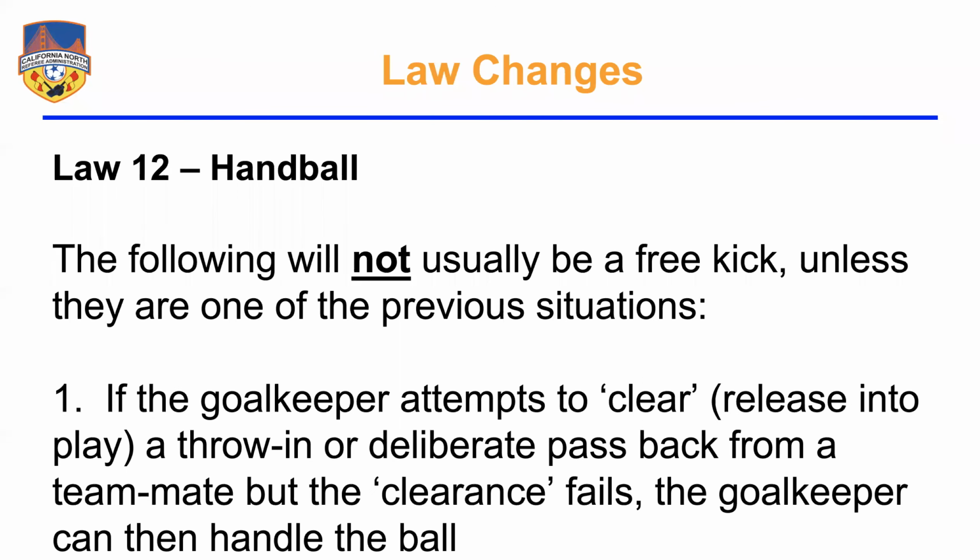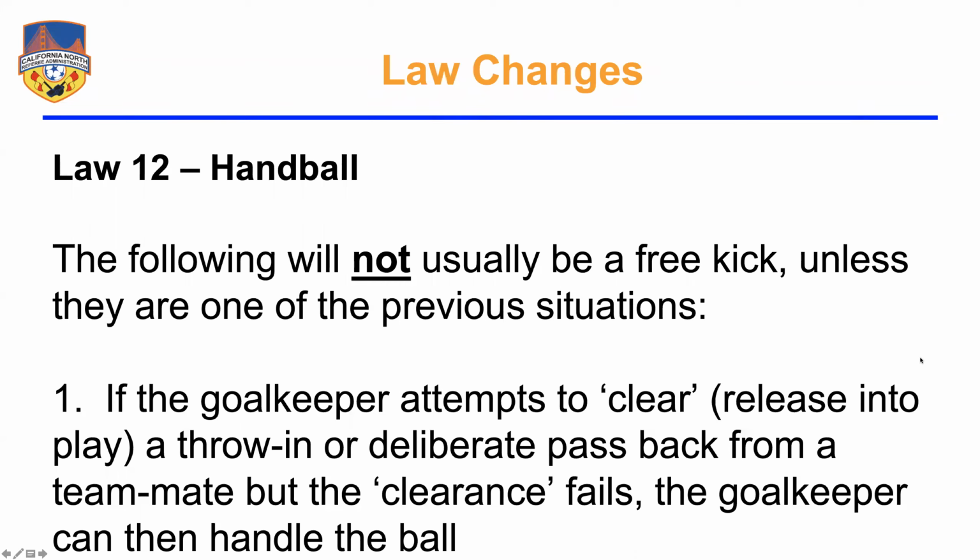If the goalkeeper attempts to clear the ball from a throw-in or a deliberate pass back from a teammate, but the clearance fails, the goalkeeper can then handle the ball. So we all know that a throw-in or a pass back to the goalkeeper is not allowed to be picked up. If a teammate of the goalkeeper throws it to him or passes it back to them, the goalkeeper is not allowed to pick the ball up.